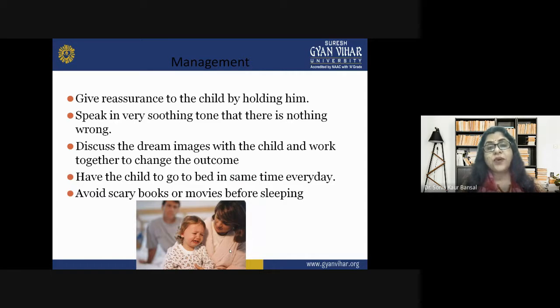Yes, timings are very important, and you have to make a disciplined timetable for the child, for when he is going to sleep and when he is going to wake up. So this is really very important. And just try to avoid scary books or movies before sleeping. If the child is watching those scary movies and books just out of excitement, then definitely it's going to disturb him during sleep. So this is how you can manage nightmares and night terrors.